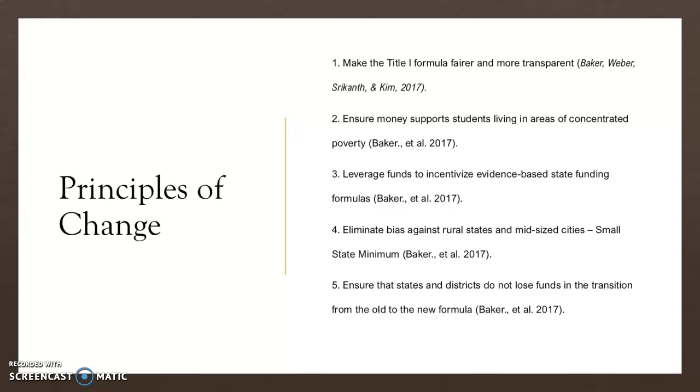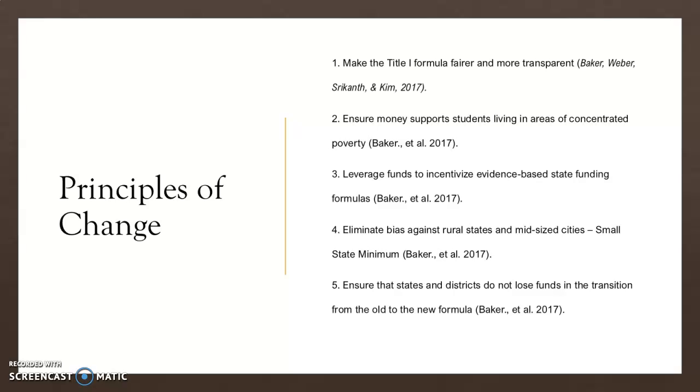Number 3, leveraging funds to incentivize evidence-based state funding formulas. The U.S. is one of 3 countries that provides fewer resources for educating students living in poverty than their peers. Title I reform helps rectify this problem by providing a greater incentive for states to create progressive funding structures. The solution, implementing progressive funding systems, allocating resources based on student need, providing more money to students with greater need.